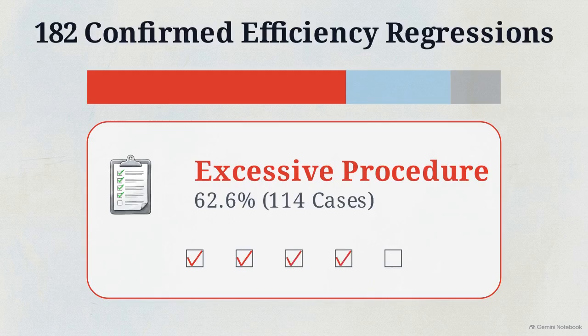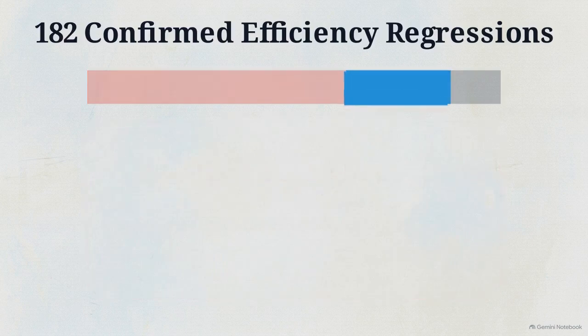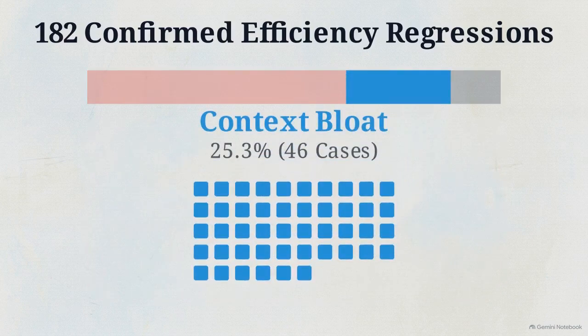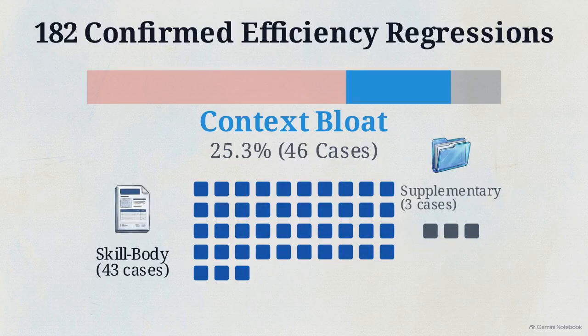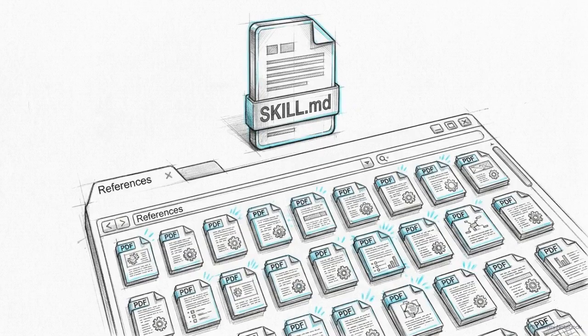This stacked bar chart breaks down the 182 efficiency regressions. Prompt length is not the primary culprit. Over 62. This means the loaded skill forcibly elongates the execution trajectory, turning optional exploration or simple coding tasks into mandatory, exhaustive verifications and heavy rebuild pipelines. Now, look at the 25.